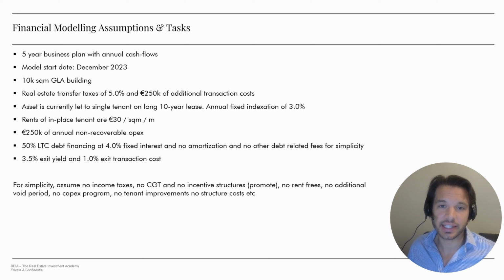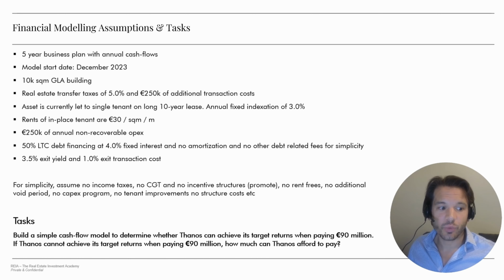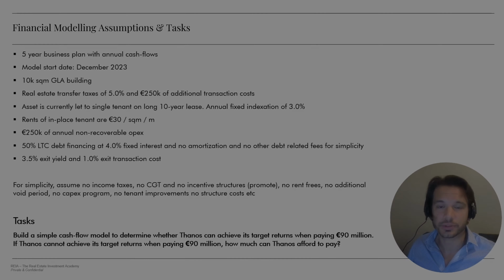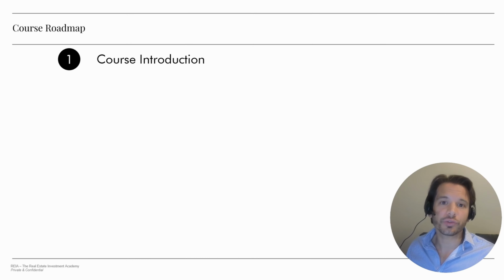So it's essentially a single asset that is 10,000 square meters big and that is let to a single tenant on a long lease. And the task is, well, can Thanos pay 90 million euros and achieve their target return, so the 20% IRR and the 2x equity multiple? And if they can't deliver the target returns, how much can they pay so that they can finally achieve their target return? So by how much do they have to drop the price to achieve the 20% IRR and the 2x equity multiple? And here's an overview of this case study.